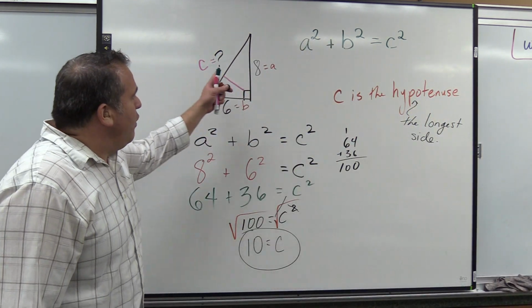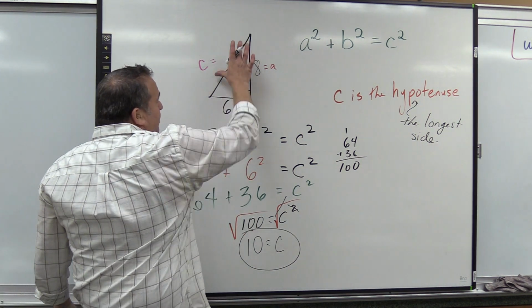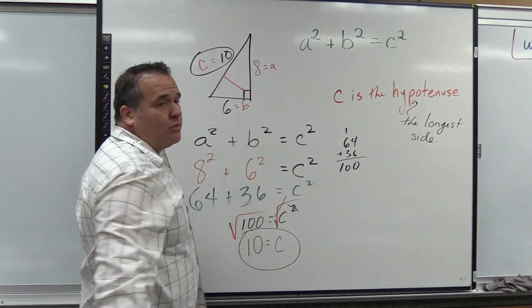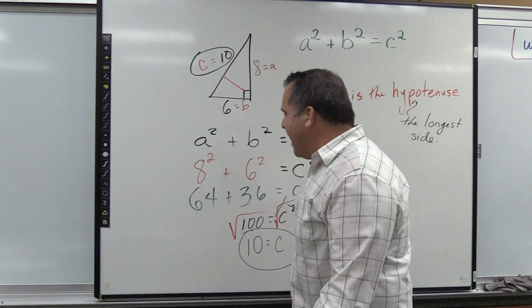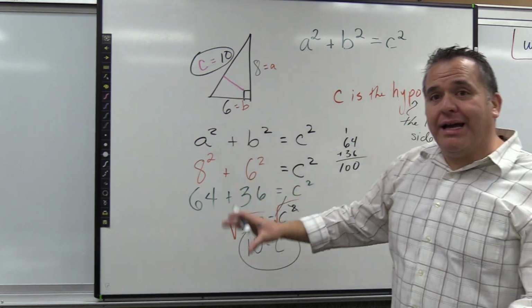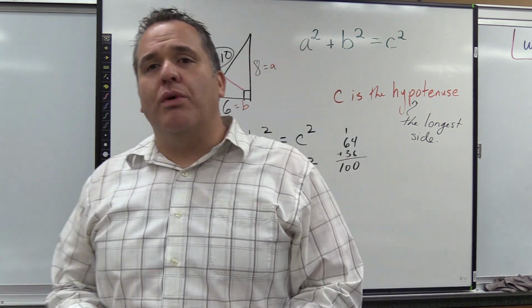So that C that you were looking for up here, you can erase that question mark because we know what it is. It's 10 because C equals 10. All right. Now, it looks kind of messy up here. Hope nobody got lost. But if you did, it's okay because we're going to do another one right now.